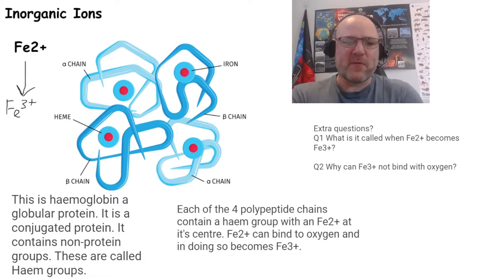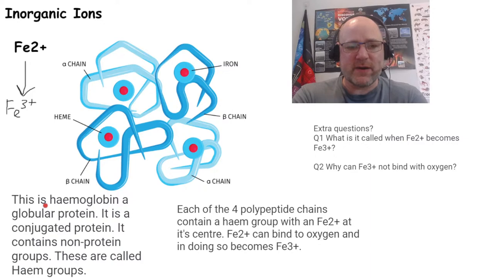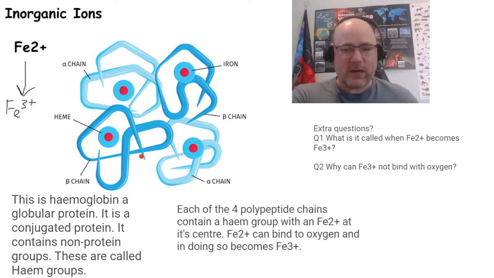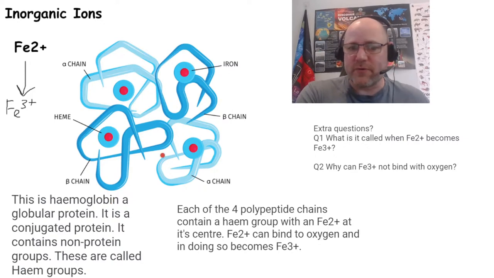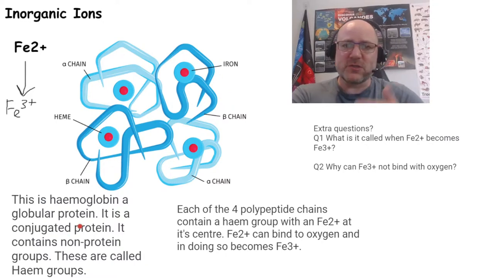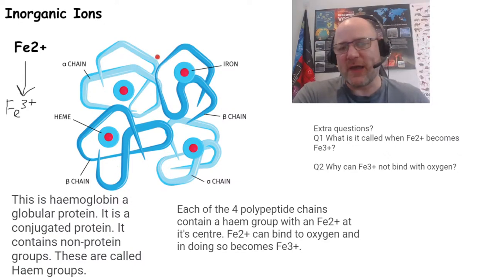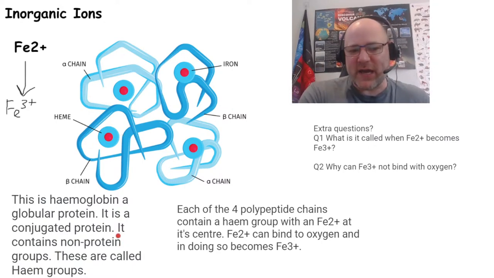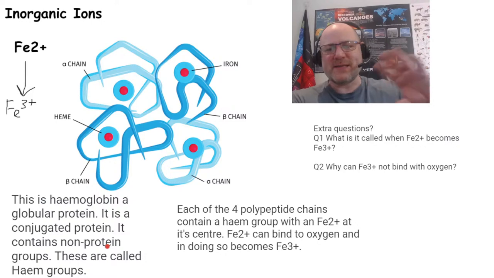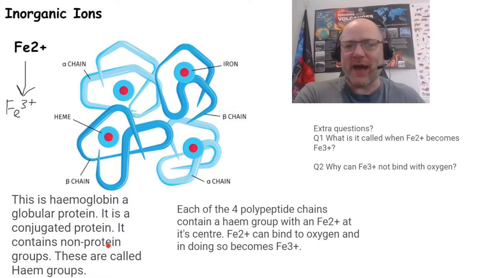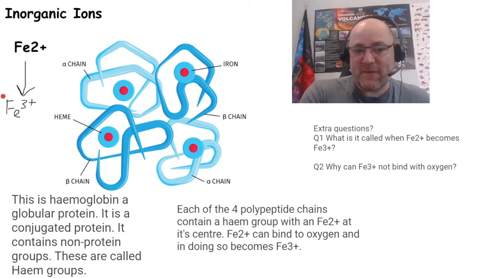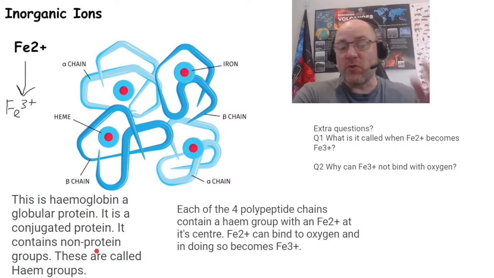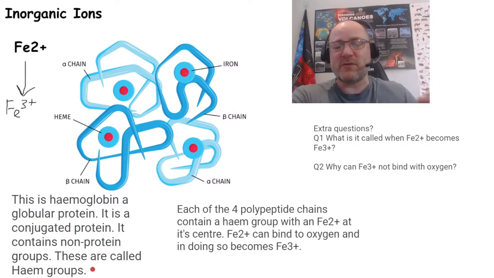So a little bit of information here if you want to get this down for notes. This is hemoglobin. It's known as a globular protein. That means it's soluble, so it can dissolve, which is useful because we want it to be able to dissolve. It has hydrophilic groups on the outside that enable it to dissolve. It's a conjugated protein, which means it contains other things, inorganic things, like Fe2+. It's got non-protein groups, and they're known as heme groups.